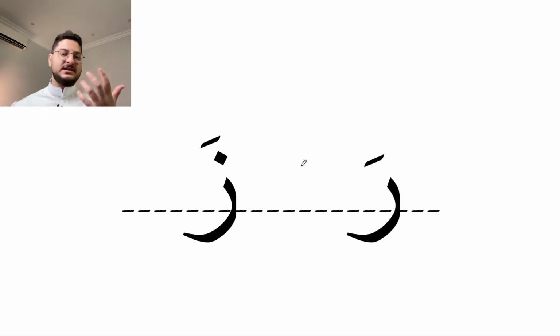Now, there's another letter that also looks very similar to the ra, but has a dot on top, and this is za, like the letter Z in English. Ra and za. And notice that in both of these letters, the ra and the za, the tongue is vibrating. So we have vibrations, right?